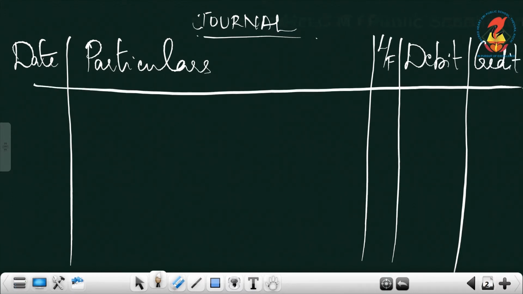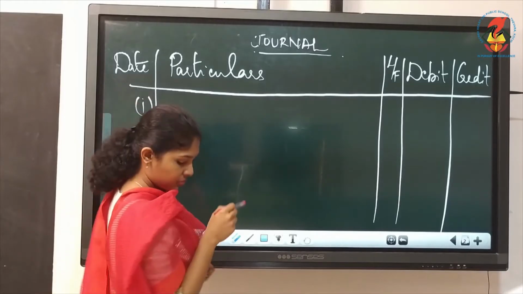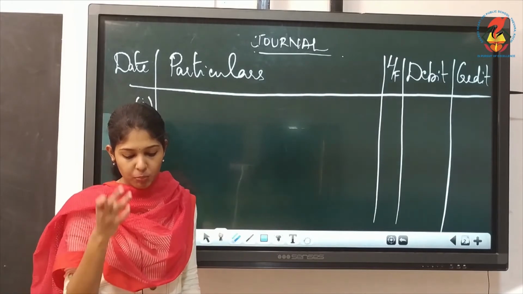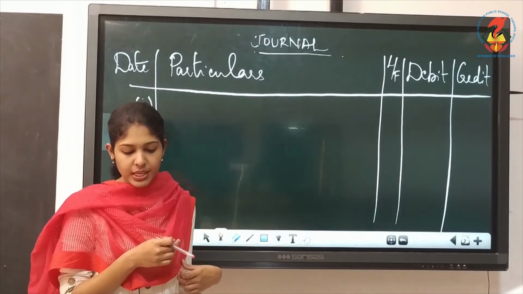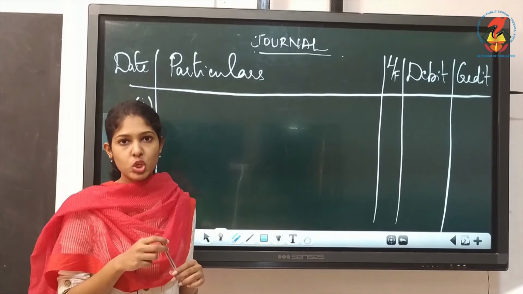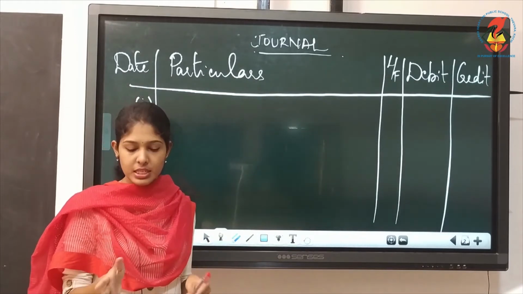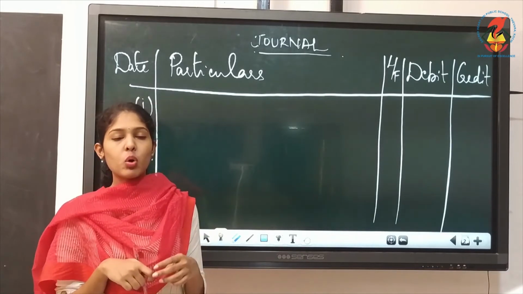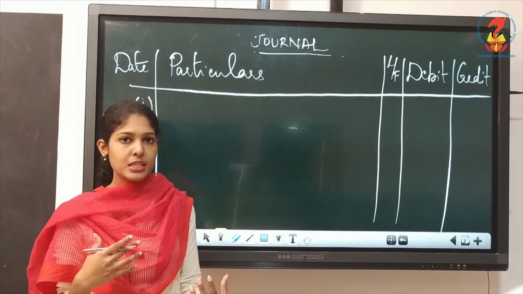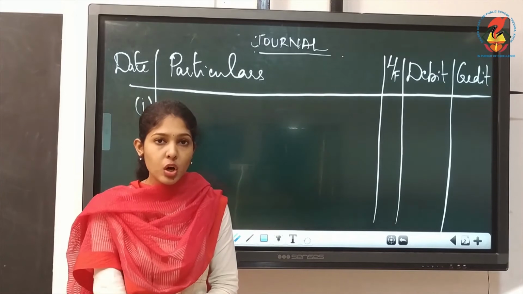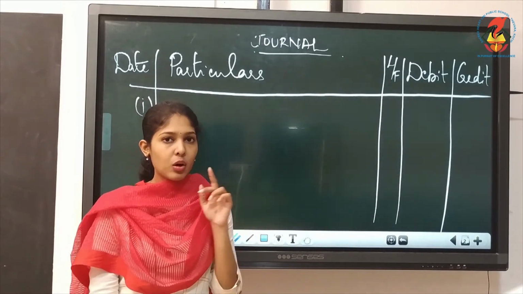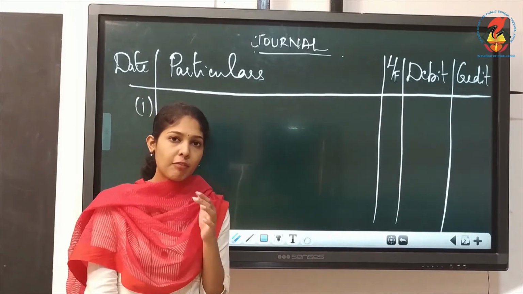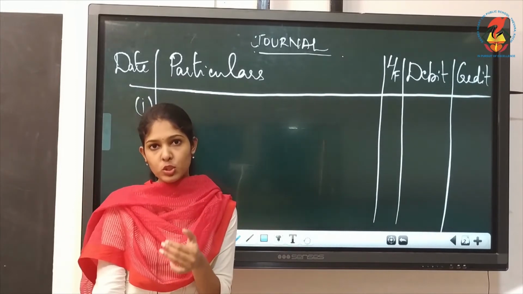Okay, the first transaction is goods costing rupees 5,000 were taken by the proprietor for personal use. These goods were purchased paying GST at the rate of CGST and SGST at the rate of 9% each. So what is the journal entry when the proprietor is taking goods for his own use? It is drawings account debtor to purchases. That's a basic entry.